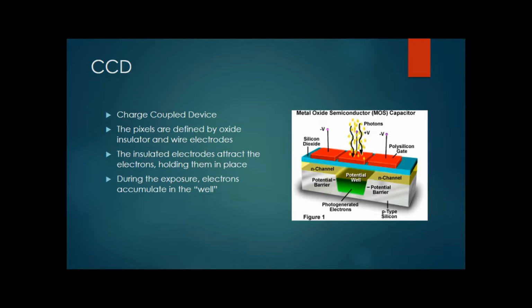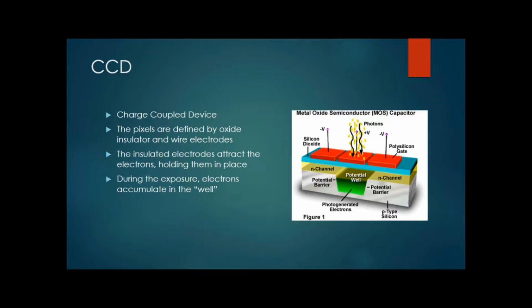Well, let's talk about the CCD. This is a charge-coupled device. That's where the CCD comes from. Basically, the pixels are defined by oxide insulator and wire electrodes. So there's a layer of silicon dioxide here, which is an insulator. And then there's electrodes on top, and some are positive and some are negative.